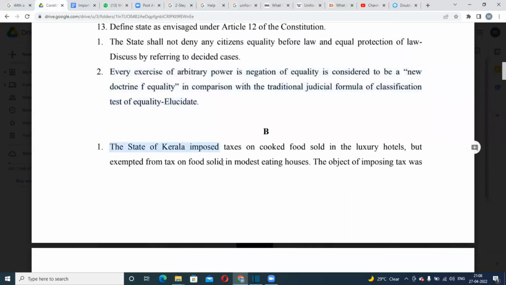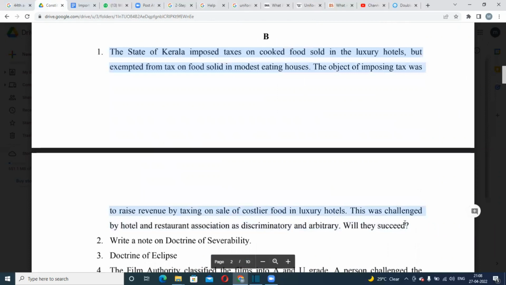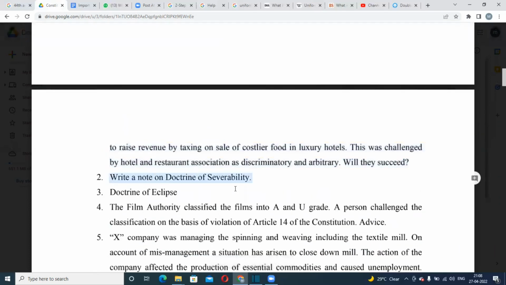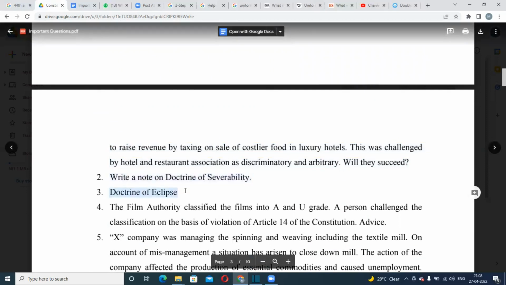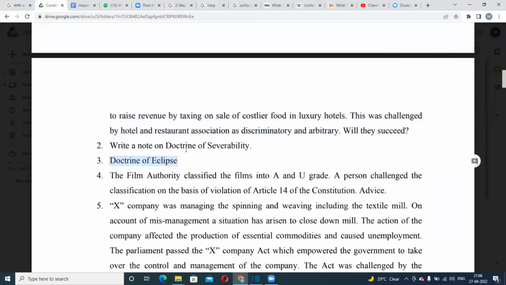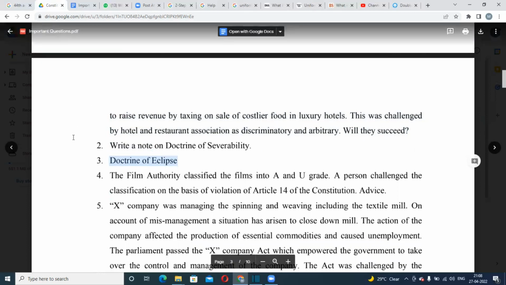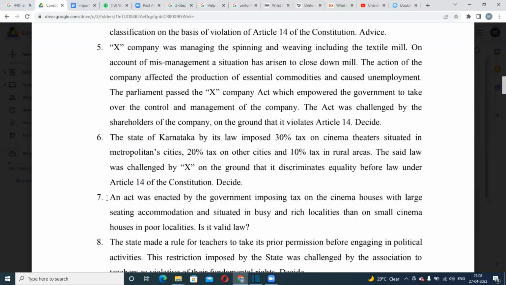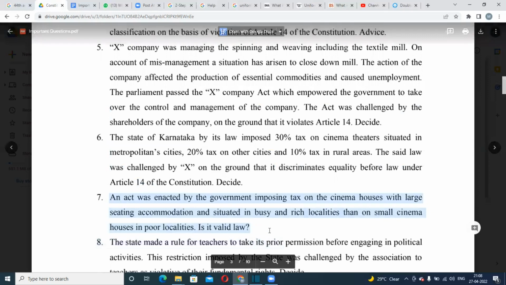Next, we have a few more questions from Unit 2 itself. This is a situation-based question. Then we have the doctrine of severability and the doctrine of eclipse. All these videos are uploaded on the channel. You can check them as well. Then we again have situation-based questions, three of them, and this one as well.